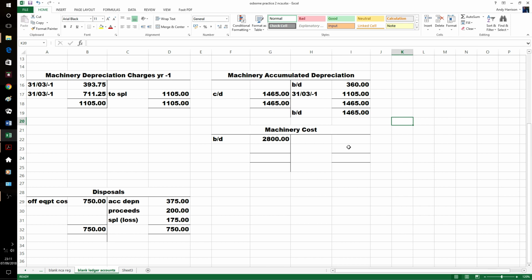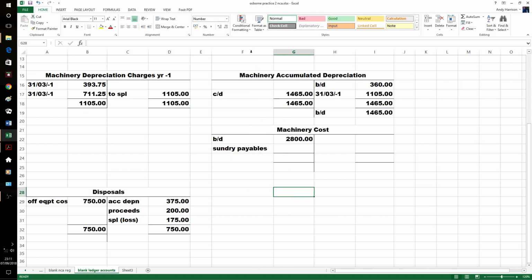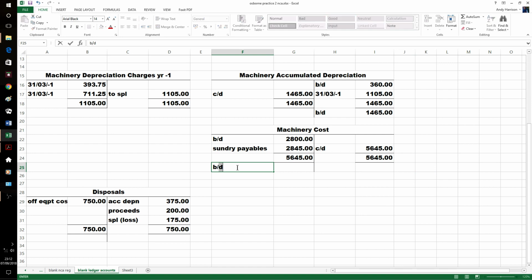But our machinery at cost was 2,800, and we've got an acquisition. We stick it in the sundry payables account because we owe the money on it. We haven't got any more details. That's the 2,845. Sundry payables was used for the credit transaction as well. So whoever we owe the money to doesn't make any difference. Brought down at the start of next year is the old moulder plus our new cutter, and that's dealt with.